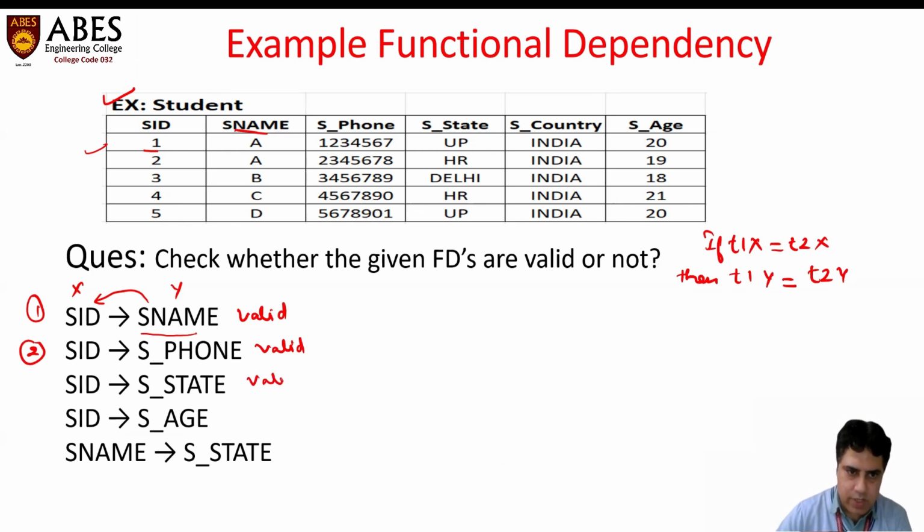Same case with student ID, student state. This is also a valid entry. Same case is SID determines student age. This is also a valid entry because all the student IDs are different entries.